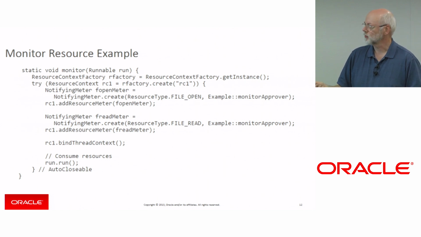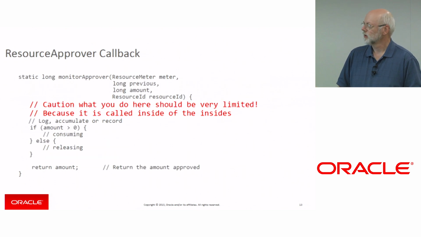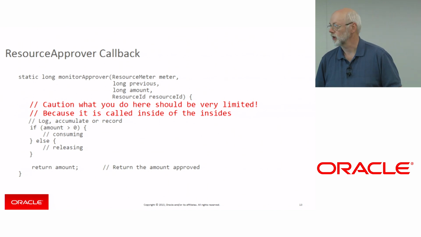A second example, similar to the first, is if you wanted to have a callback when resources are allocated. Here, I'll show on the next page the particular method that can be called. It creates a notifying meter with this as the callback monitor. The rest of the code pretty much looks the same. The resource approver callback is fairly straightforward. It gets the current meter, the previous value, the requested amount, and a resource ID. And then it can decide how it's going to deal with allocation or deallocation, logging it or accumulating it.